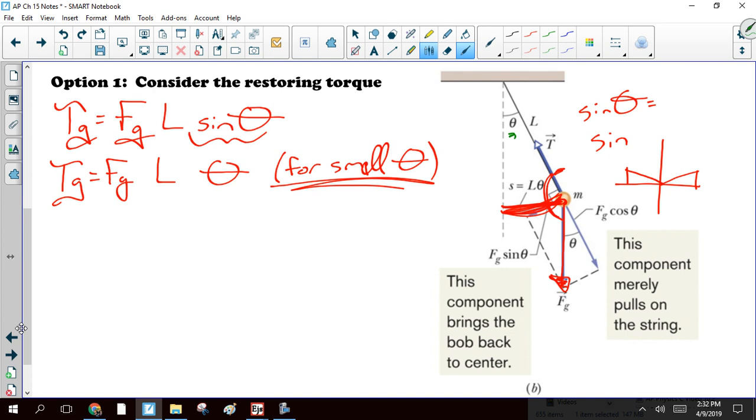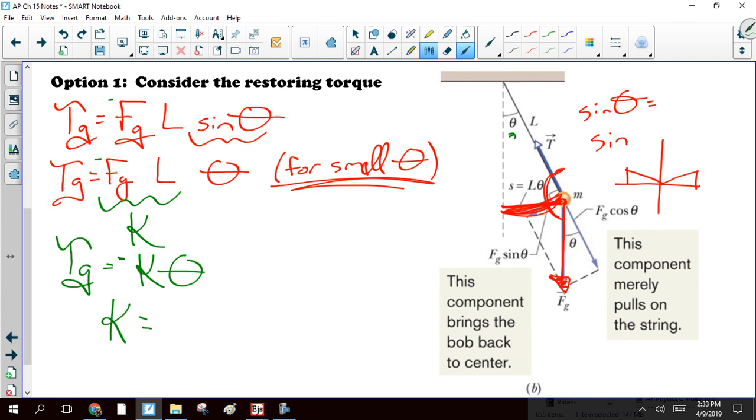So we want to show that the torque is proportional to theta, right? Well, these guys are constants, so we're going to call that kappa. So the torque from gravity is kappa times theta. And I guess technically negative, because if you pull it clockwise, the restorative torque will pull it back the other way. So I should probably have negatives on all of this. So this means then that kappa is FgL, which is the same as mg times L, right?